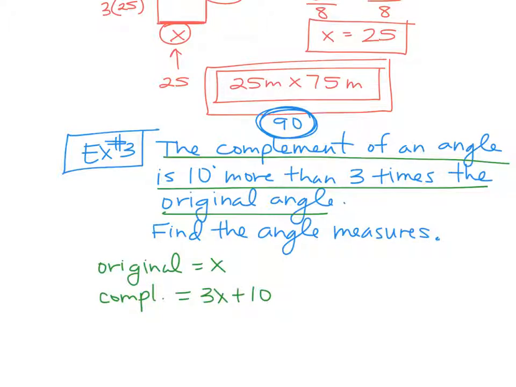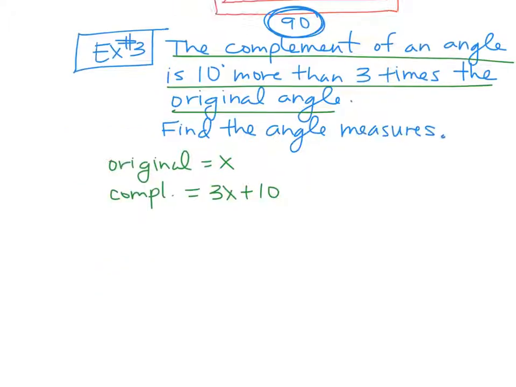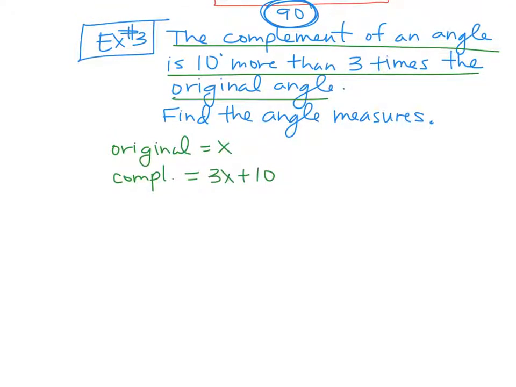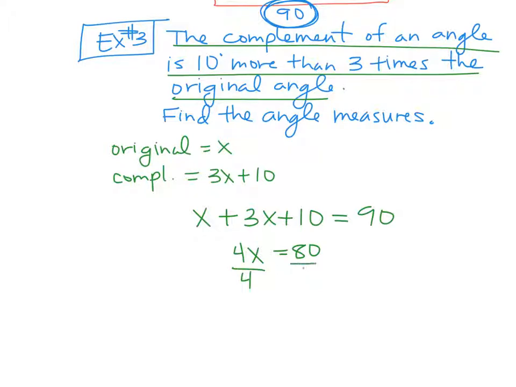So you have your 2 angles, and they are complementary, which means you add them together and they will equal 90, right? So you're going to do x plus 3x plus 10 and set that equal to 90. Then from there, it's just do the algebra, solve it. 3x plus x is 4x. Take away the 10, so 4x equals 80. Divide by 4, and you get x equals 20.